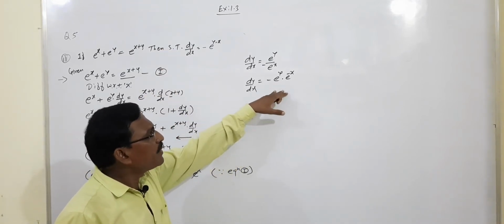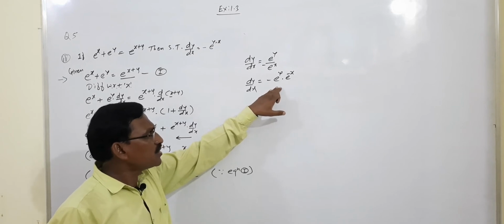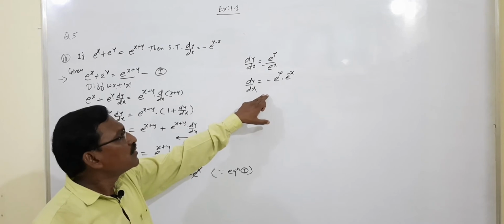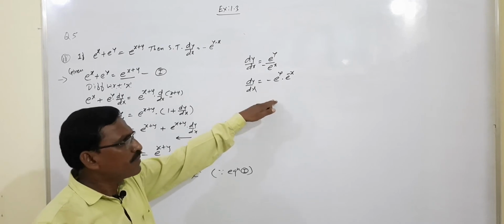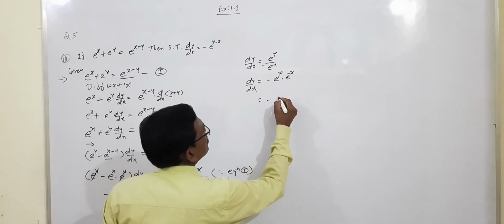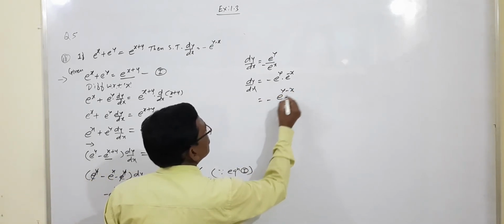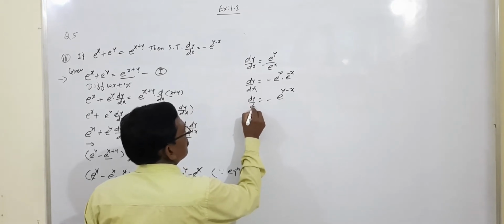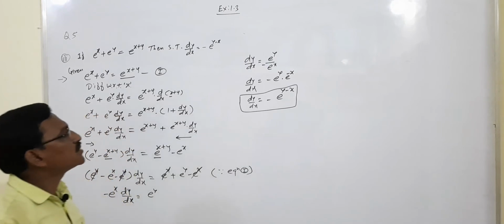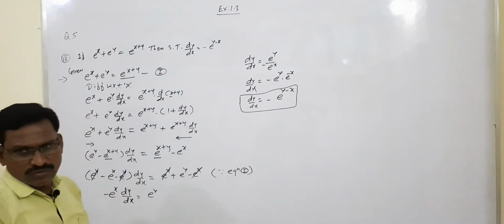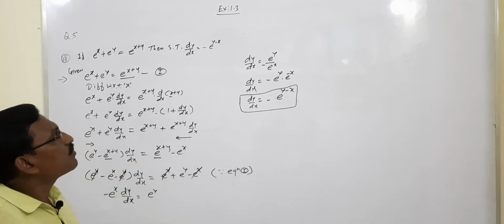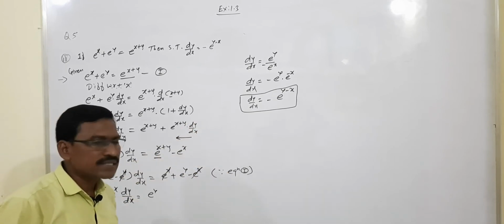But here, in the multiplication of two functions with the same base, we subtract the powers: minus e to the power y minus x. And hence we have shown that dy by dx equal to minus e to the power y minus x.